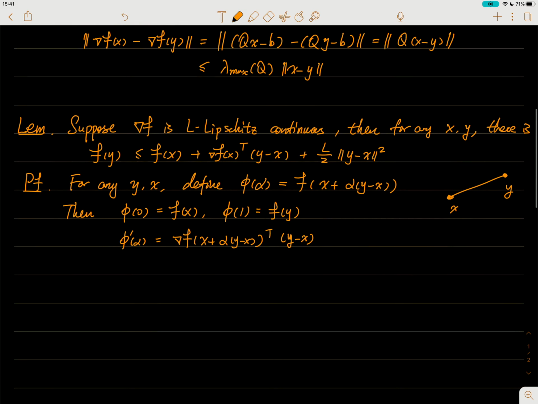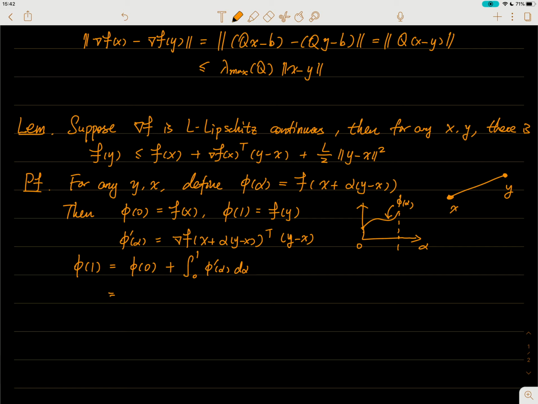What I'm going to do is, remember that this phi is just a univariate function, on 0 to 1. This is my phi of alpha. Okay, just a univariate function. So for a univariate function, I know that phi of 1 equals phi of 0 plus the integral of phi prime from 0 to 1. This is by the fundamental theorem of calculus, right?